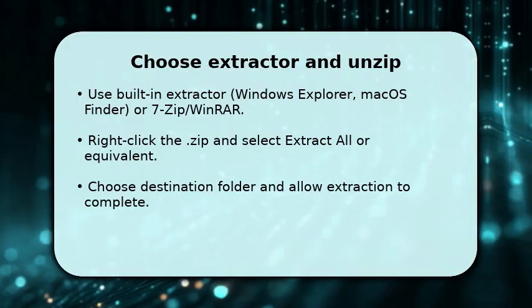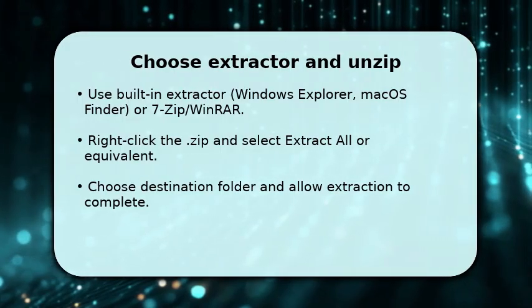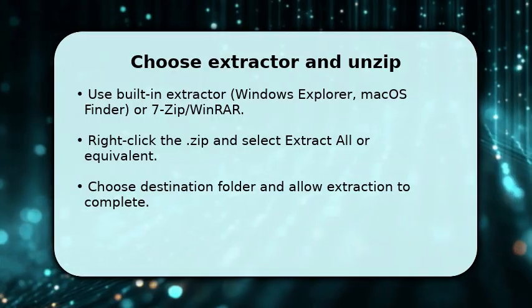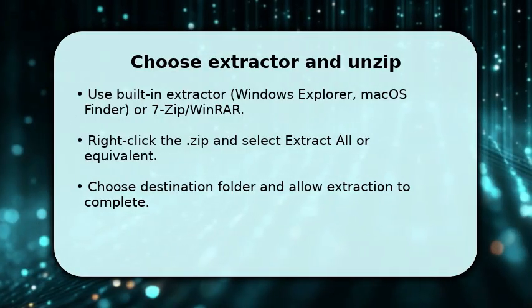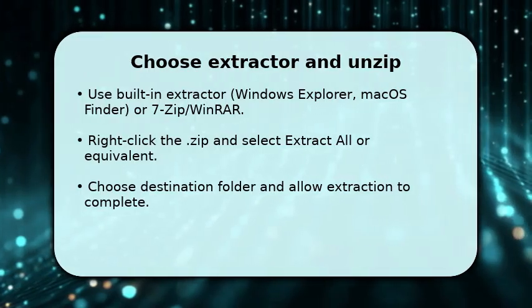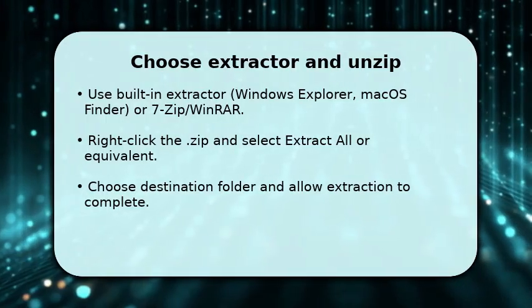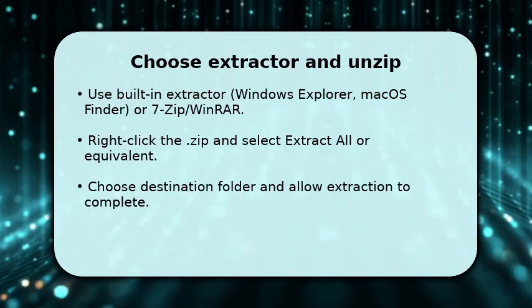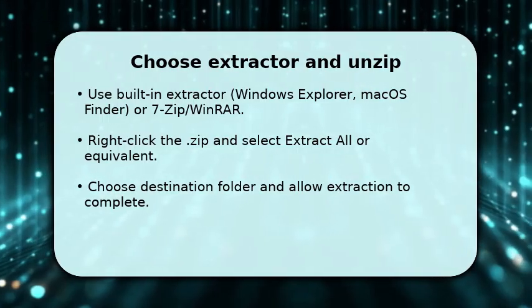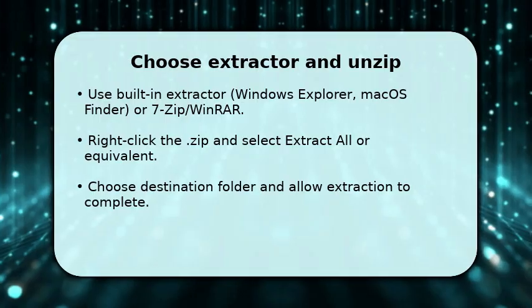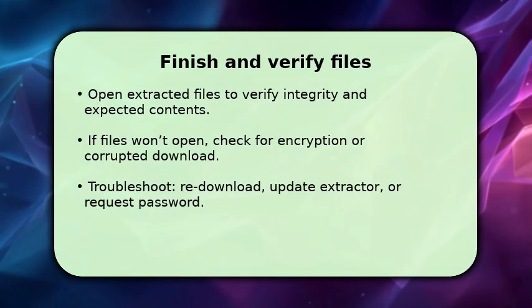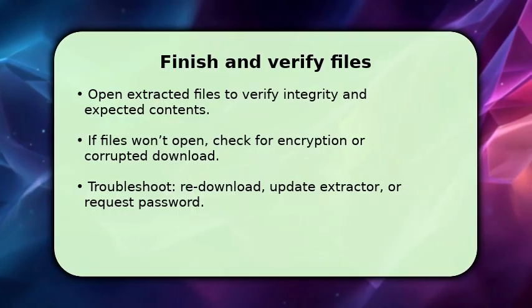Once chosen, right-click the zip and pick Extract All or Extract Here. If prompted, set the destination folder. Make sure there is enough free disk space because extraction writes all files to disk. If a password prompt appears, that means the archive is encrypted, and you'll need the sender's password before you can proceed. You finish by opening a few extracted files to verify they work and match what you expected.